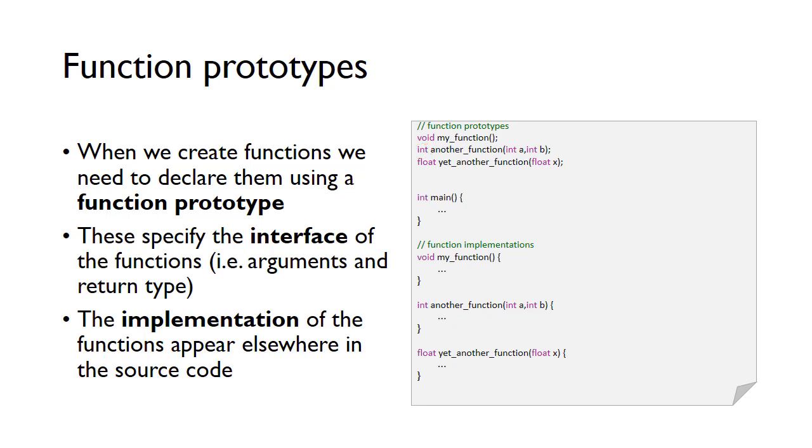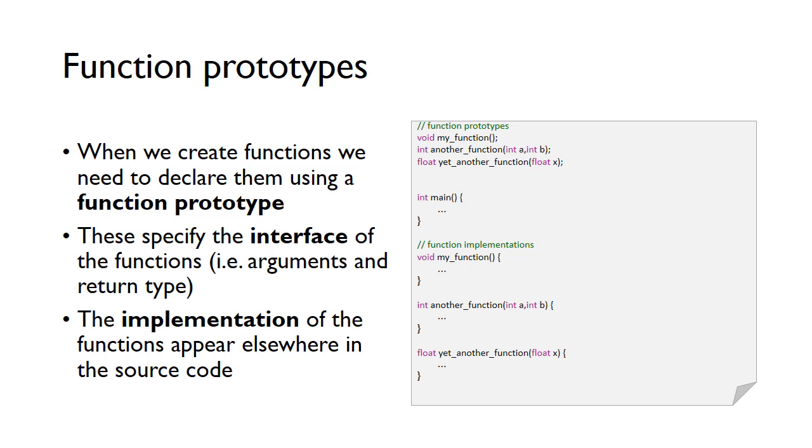And then similarly, here we've got another, well, I've called it yet another function. The return type is a float, and we're just going to pass a single float to this function. So we're going to pass a variable x to that function, do some operation inside of the function, and then return a floating point value.